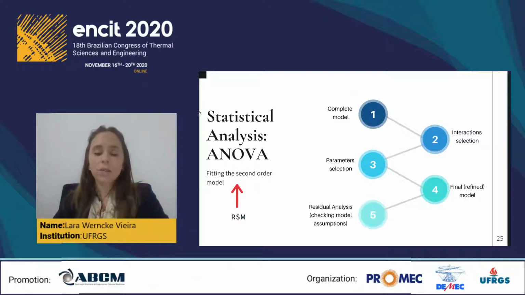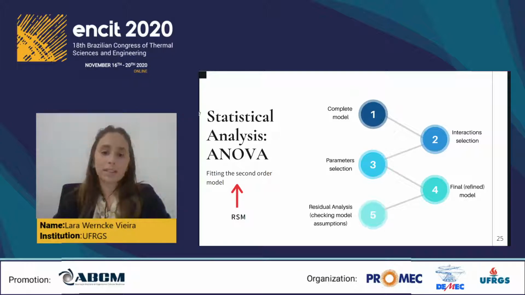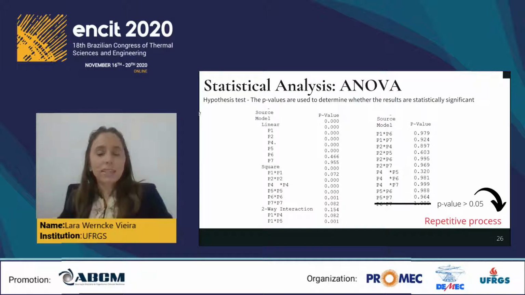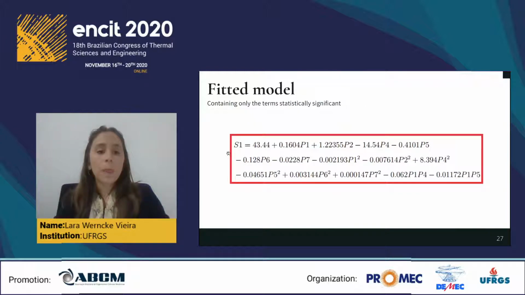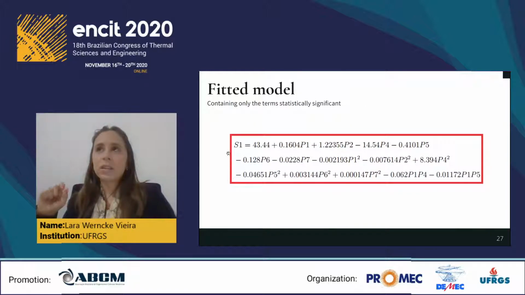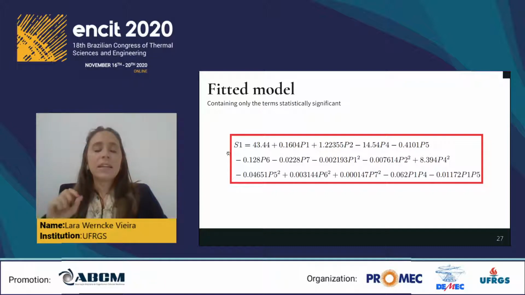And to check model assumptions, we use a residual analysis. The statistical analysis counts with a hypothesis test, and this is actually a repetitive process. We analyze each interaction, and then we go to the second way interactions, the square terms, and finally the linear terms, the individual parameters. So the fitted model, the response of our analysis, is an algebraic expression containing only the terms that are statistically significant to the steam generator efficiency.